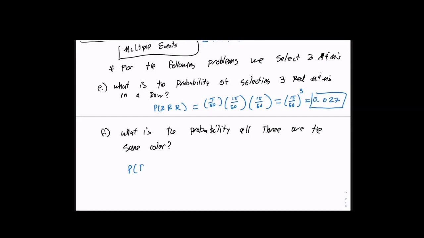Well, first one I can get is red, red, red. Or what's another option that I can get? Yeah, in a row, yes. Green, green, green, and blue, blue, blue.